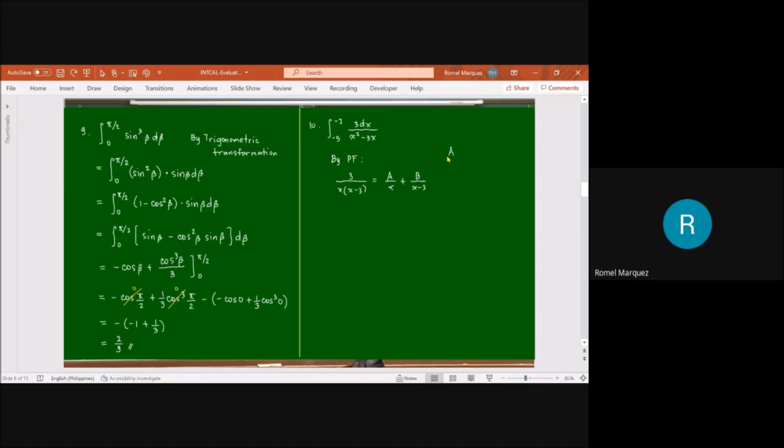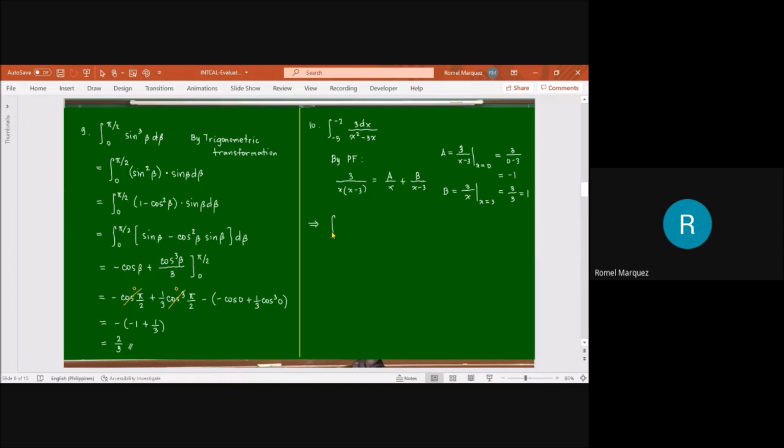So we evaluate this expression 1 over x minus 3 when x is what? When x is 0. So when x is 0, but there is 3 here. We evaluate this when x is 0, but removing x. So we have 3 over 0 minus 3. So that is -1. For b, we have 3 over x evaluated at x equals 3 this time. Meaning we remove x minus 3. So that is 3 over 3 and giving 1. Okay? So we now have the equivalent integral.